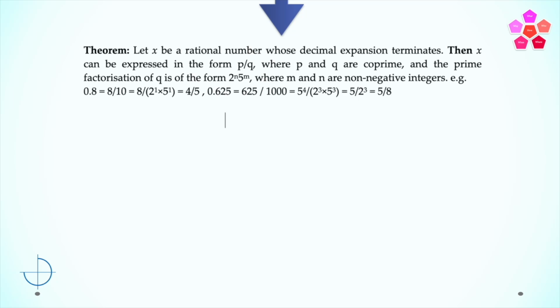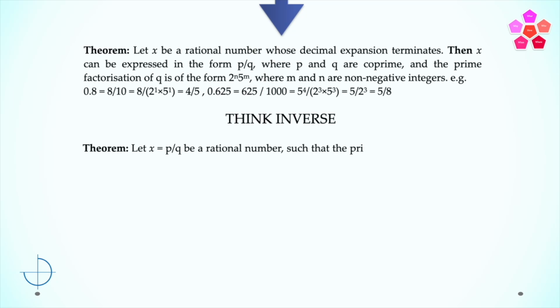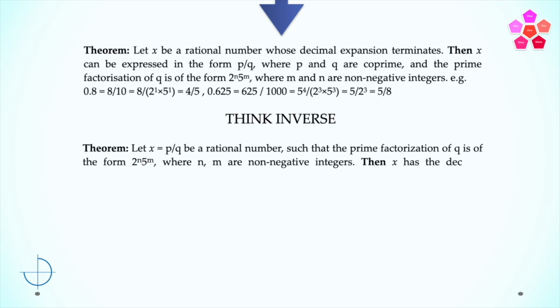It's about time that we start thinking in an inverse direction. This is a very important pointer. Once we start thinking from an inverse perspective, the same theorem can be rephrased as, let x equal to p by q be a rational number such that the prime factorization of q is of the form 2 raised to the power of n into 5 raised to the power of m, where m and n are non-negative integers. Then x has a decimal expansion that terminates.